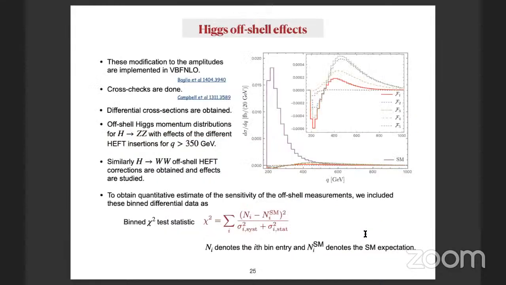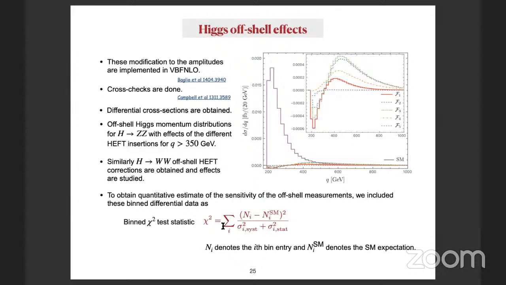And finally, we put these modifications and corrections in this VBF NLO Monte Carlo generator, and we extract the differential cross sections. And here on the right, I have shown the differential off-shell Higgs momentum distribution for the Higgs to ZZ process. We can clearly see the sensitivity coming in the off-shell region where Q is greater than 350 GeV. Similarly, for Higgs to WW, we can get off-shell Higgs HEFT effects.